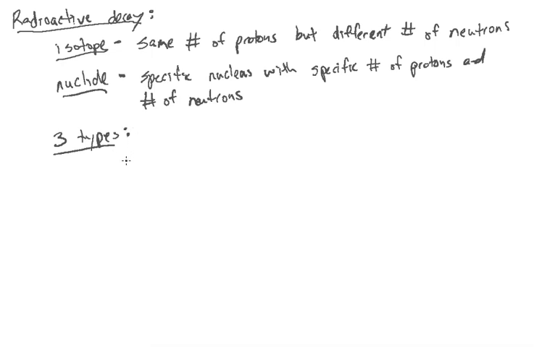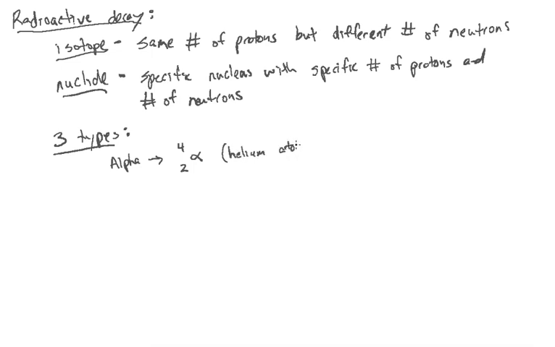The first type is called alpha decay. This is when an alpha particle is released from the nucleus. An alpha particle would look like this. It has four protons and neutrons in the nucleus, and it also has a positive charge of 2. It's got 2 protons in it. Well, if you're sitting there thinking, wait a second, what has 2 protons in it? It's a helium atom, and that's essentially what this is.